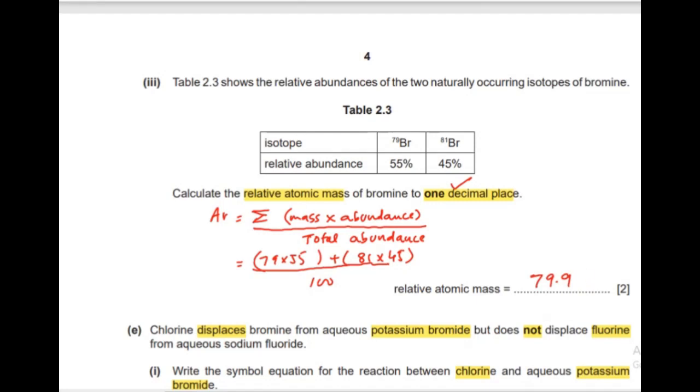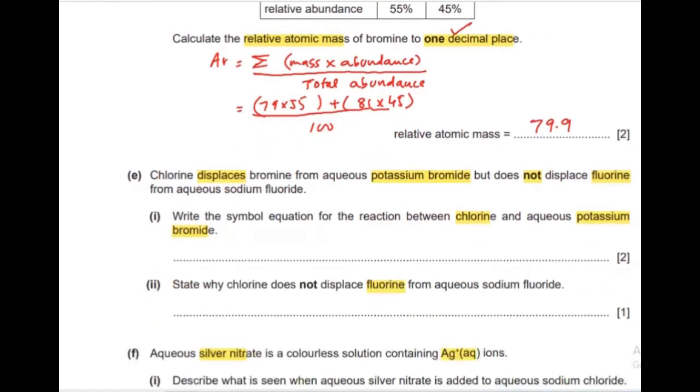Okay, now the next part is chlorine displaces bromine. This question is regarding displacement reaction. As you know, displacement depends upon the reactivity of the metal or the non-metal. So the reactivity of halogens decreases from top to bottom. You can say that fluorine is more reactive than chlorine, and chlorine is more reactive than bromine, and so on.